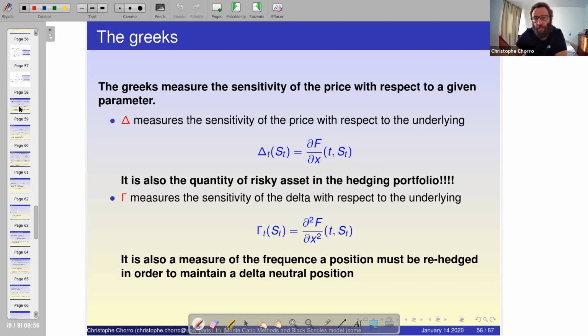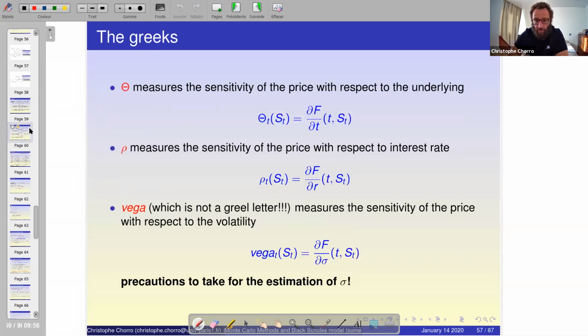So if I continue, in this course, the two quantities on which I will focus are the gamma and the delta, but let me remind you that you also have other definitions. You have theta, that is the dependence of the price on the time, rho, that is the dependence of the price with respect to the risk-free rate, and you have the vega. Here the vega is not a Greek letter, but it is also called a Greek. Vega measures the sensitivity of the price with respect to the volatility.